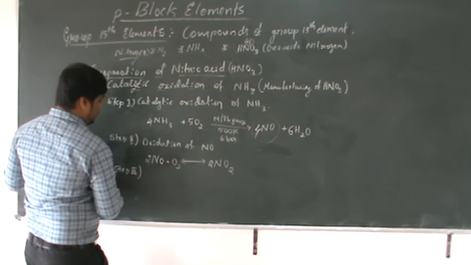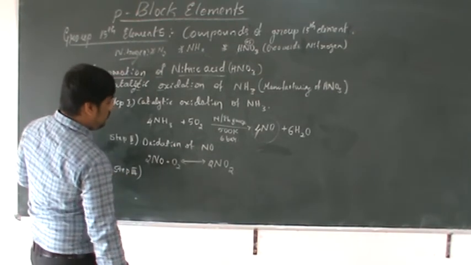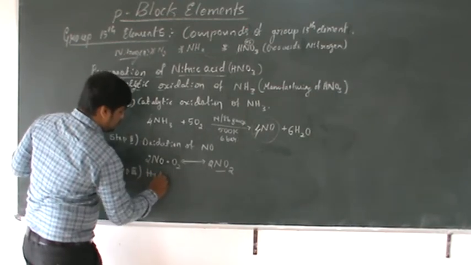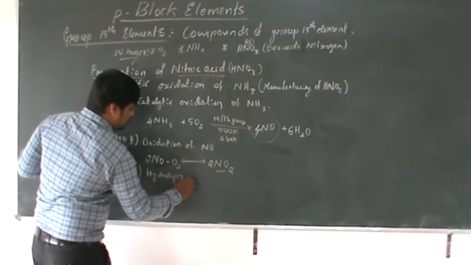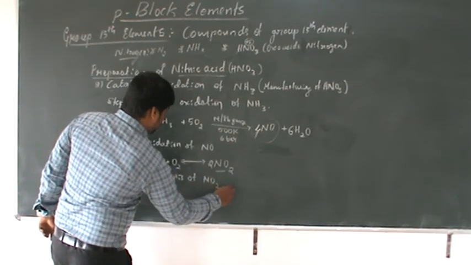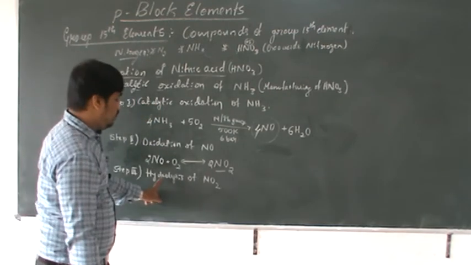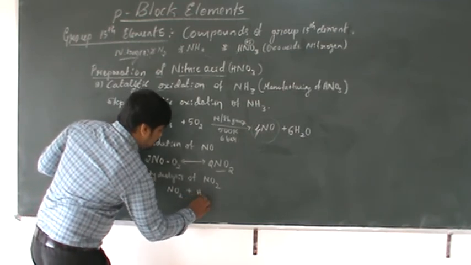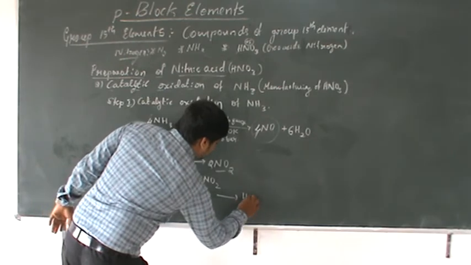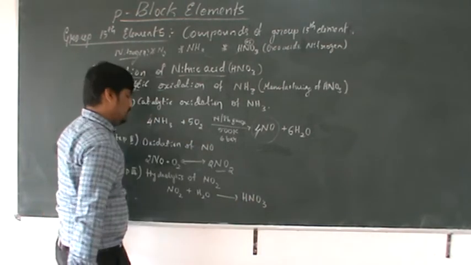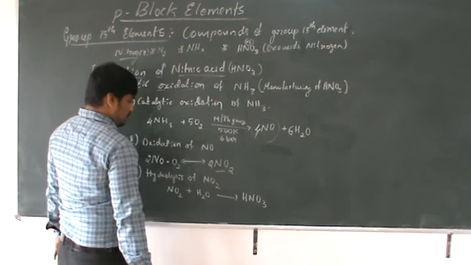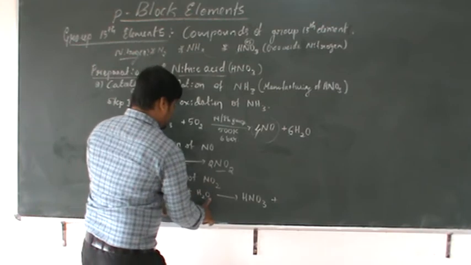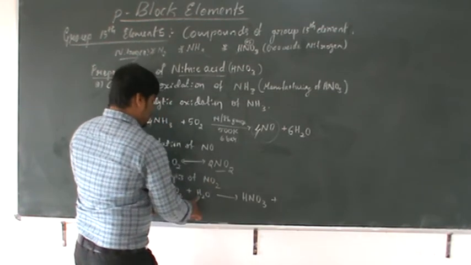Okay, the last step of the reaction is hydrolysis of the produced nitrogen dioxide. What is the meaning of hydrolysis? Hydrolysis of NO2. Hydrolysis means addition of water. NO2 plus H2O gives HNO3, nitric acid. Then balance the reaction. Okay, how to balance the reaction? First observe the nitrogen. Nitrogen is clear. Oxygen, 2 plus 1, 3. Oxygen is clear. Hydrogen is 2.